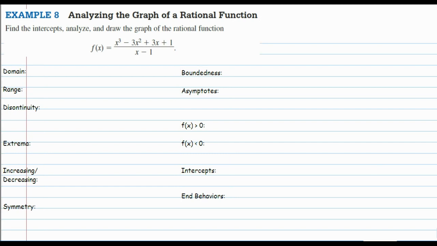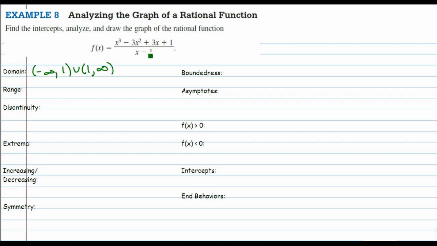So this problem is extremely hard to factor the numerator. That is a four-term polynomial. Without grouping, and grouping doesn't work in this case, I don't really know how to factor that except for synthetic division. We're going to use synthetic division in finding our end behaviors, but in the meantime, I know positive 1 is left out of my domain.